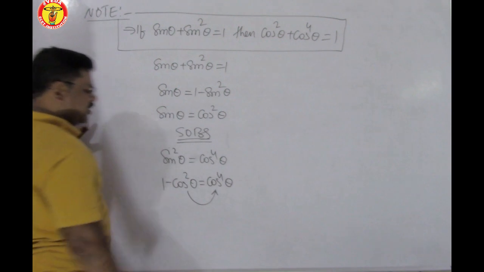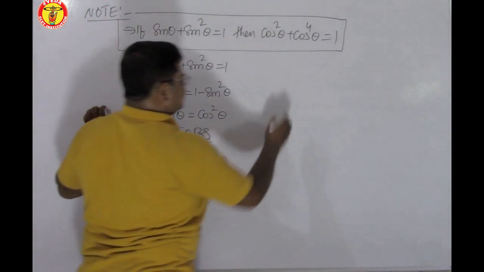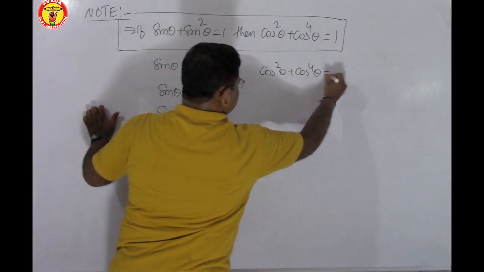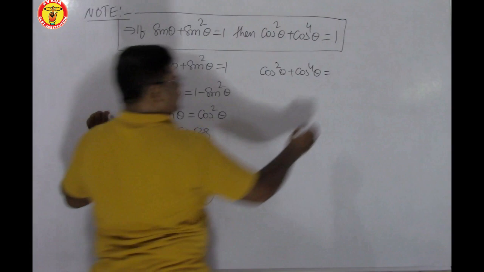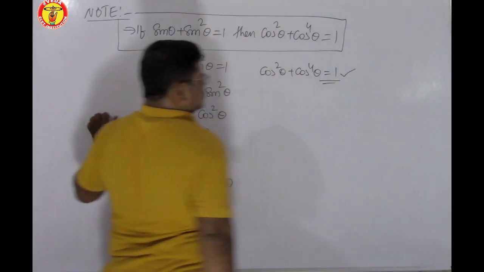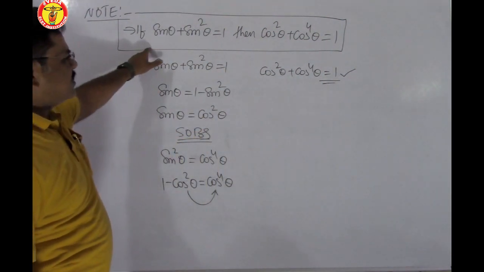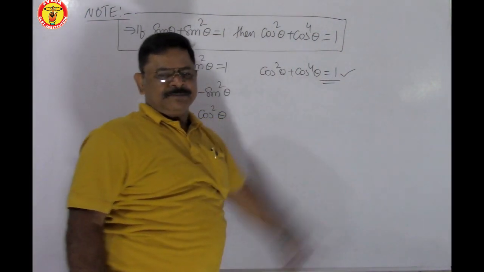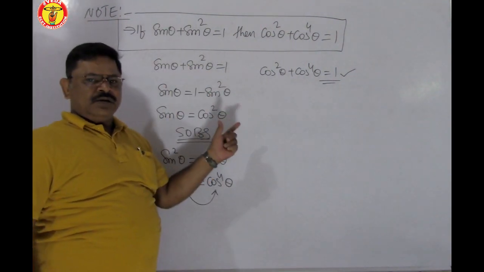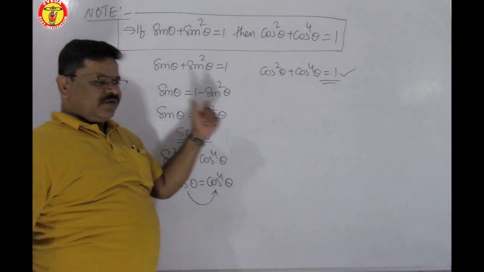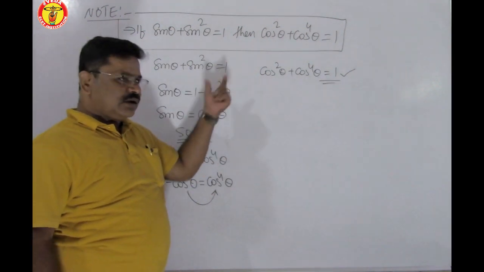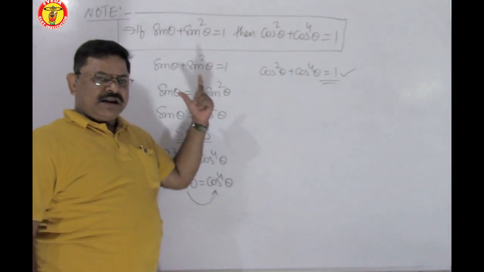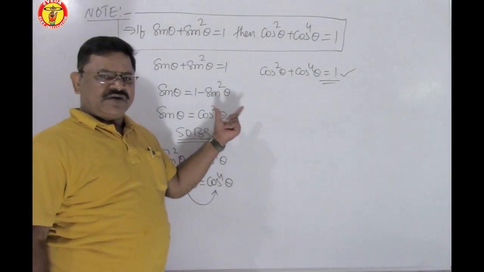What we have to do? We have to shift this cos square theta towards the right side. Now cos square theta plus cos power 4 theta is equal to, what is the remaining value? Nothing but 1. Like this we convert our problem in terms of sin to cos, and we can show the answer as 1. Based on this, we have a few more problems. It is not only a problem, it is actually a condition. Based on this condition, we can show the answers of many problems in different methods.